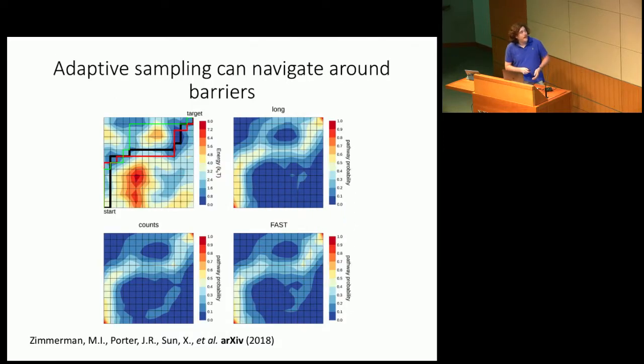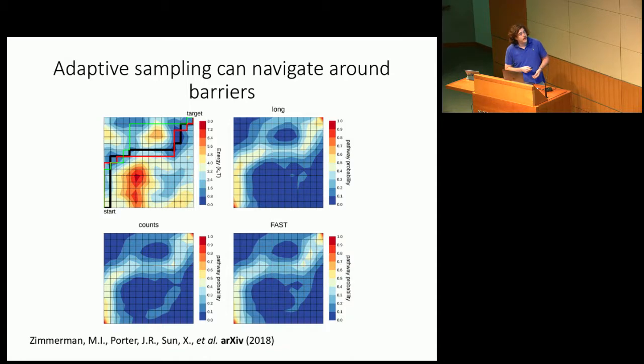So what happens if you have some obstacles in your landscape? We constructed another landscape up here on the top left. Again, I'm showing the highest flux pathways from the start to the target structure. You can see there's a large energy barrier here, another one here. And in addition to this dominant pathway, there's an alternative path. So we're interested: can adaptive sampling and FAST actually find both of these paths with reasonable probabilities?